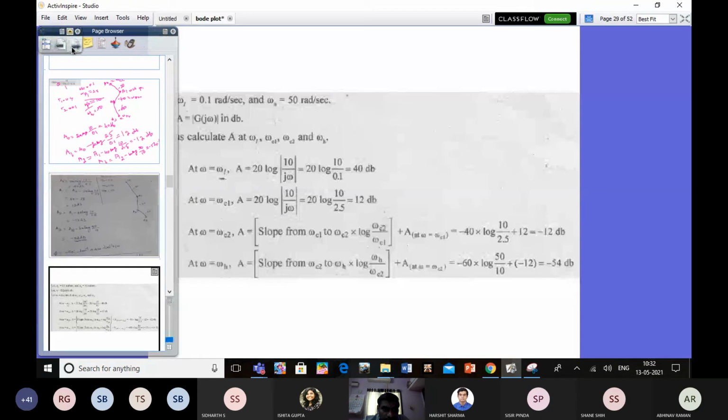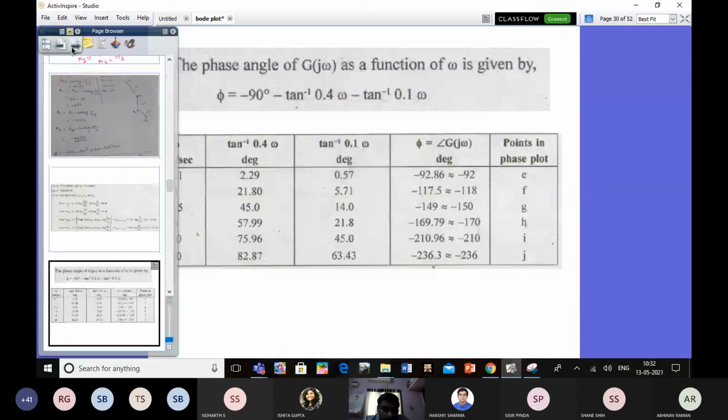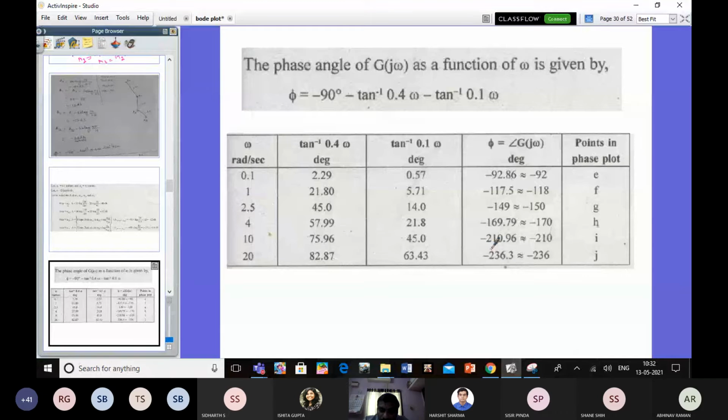Here the intersection point will be at minus 180 degrees. That is called omega GC. You may do it hereafter. You have confidence to do this. Can you determine omega PC, omega GC, gain margin, phase margin?